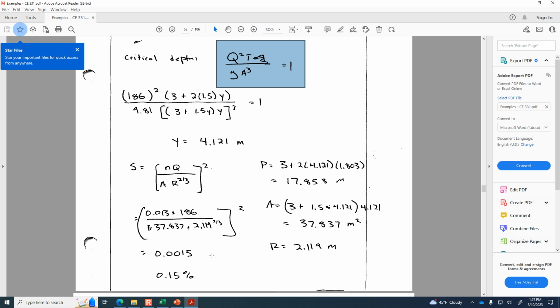Okay, so a mild slope would be anything that's less than 0.15%, and a steep slope is one that is anything greater than 0.15%. So a steep slope is that slope which causes supercritical flow. A mild slope causes subcritical flow.